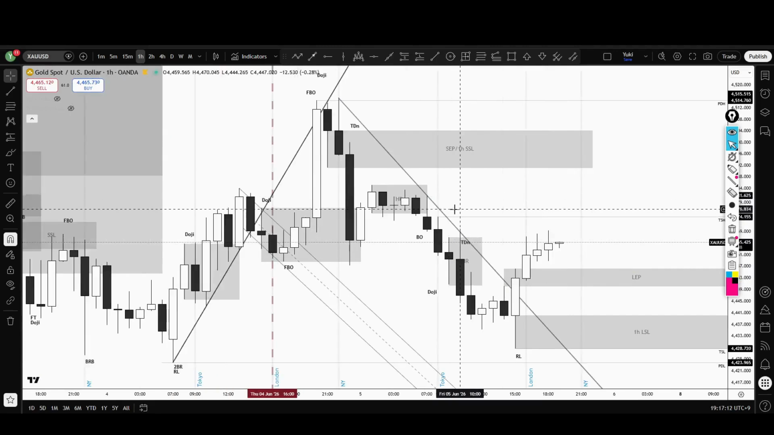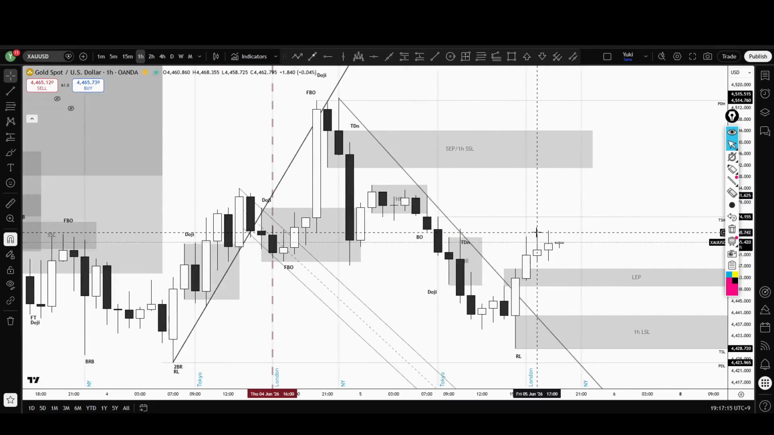For today, gold remains bullish on the short-term outlook. That wraps up today's analysis.